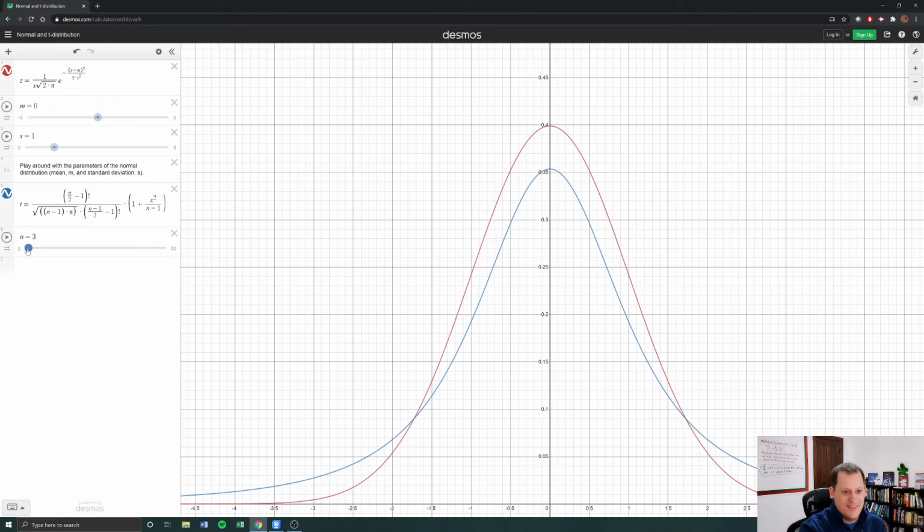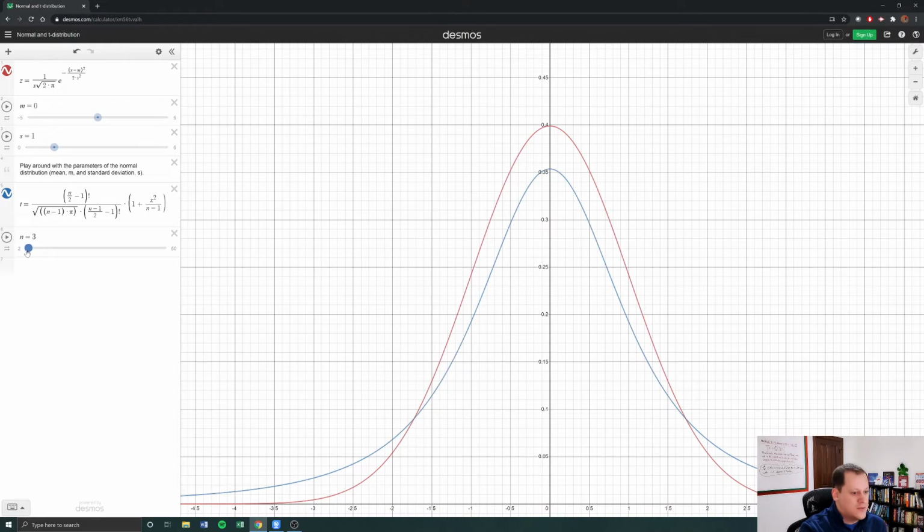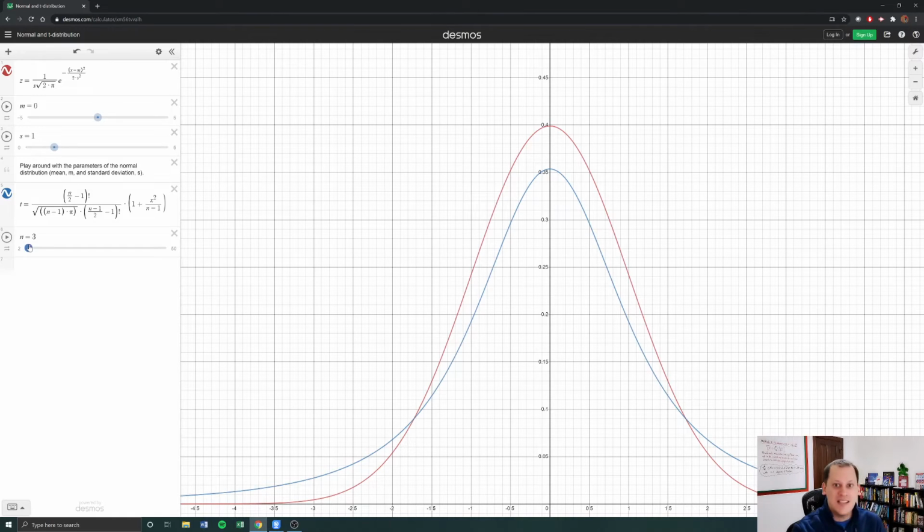Did you catch that? We went from 2 to 3. You see a subtle change in the tails. Take a look at this left tail. Just focus on the left tail, going from 2 to 3. You see a slight decrease in how thick that tail is. Yes, it's funny every time I say it.